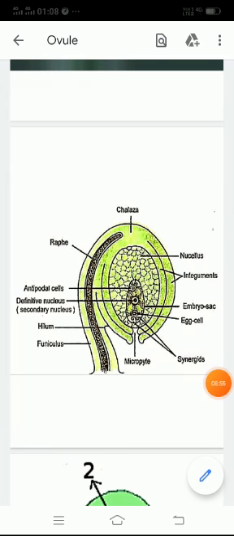Now here is one term, that is hilum. Hilum is a specialized region. It means hilum is the region or junction where the funicle meets the ovule. Chalaza is the basal portion of ovule, and micropyle is a very microscopic pore where the integuments are not met. This portion is known as micropyle.